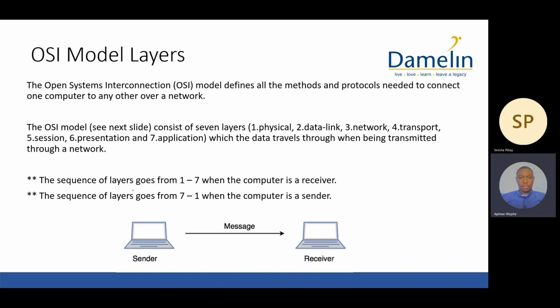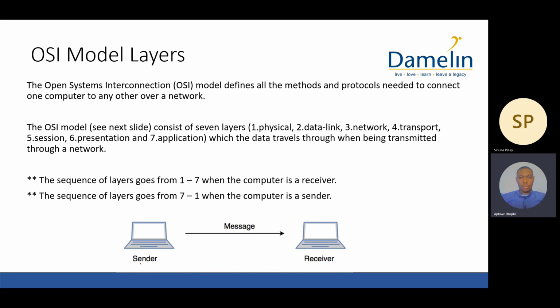The OSI model is divided into layers: the physical layer, which is layer number 1, the data link layer is layer number 2, the network layer number 3. Then we have transport, session, presentation, and application, in that order. In total, it's 7 layers. The data, when it's being sent by the sender to the receiver, goes through these 7 layers.